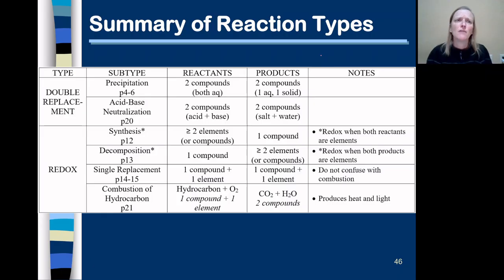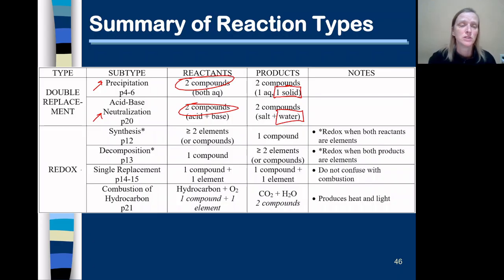So, this is a summary of all of the different reaction types we've learned about. We've learned about double replacement reactions and two types of double replacement reactions. We've learned about precipitation reactions and we've learned about acid base neutralization reactions. In a double replacement reaction, you'll always start with two compounds, both of which are aqueous, they're in solution. And then you get two compounds as your products. In a precipitation reaction, you end up getting a solid as one of your products. And in an acid base neutralization reaction, you get water, liquid, as one of your products.